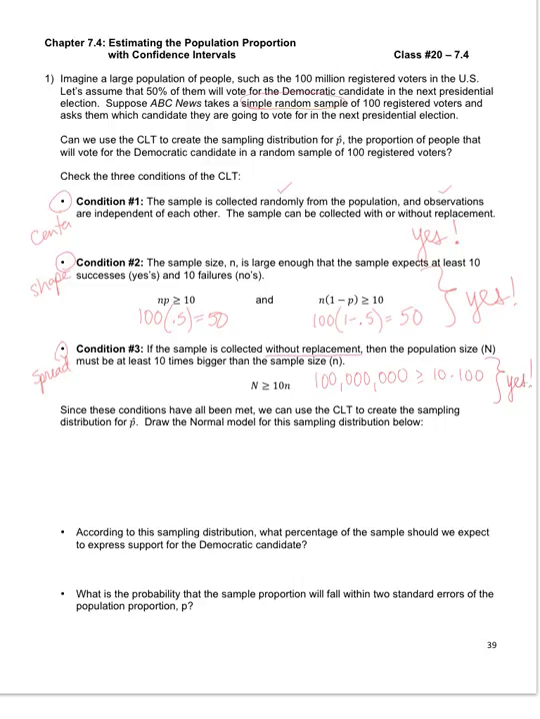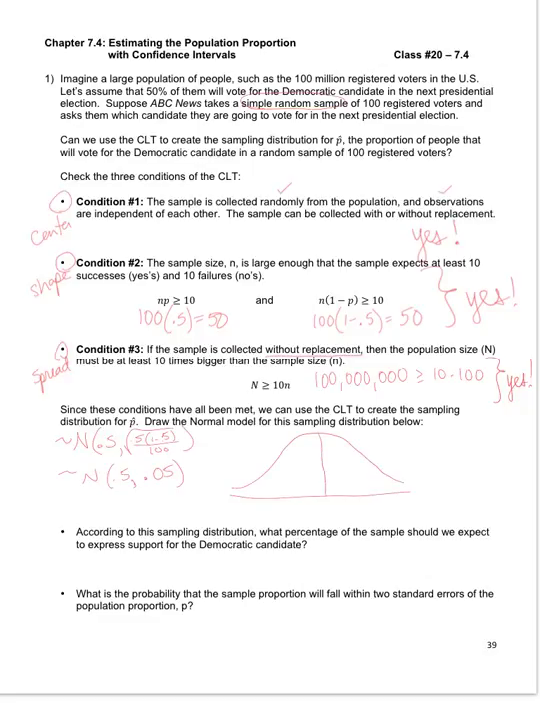All right, so then moving on, since these conditions have all been met, we can use the central limit theorem to create the sampling distribution for p hat. So let's draw the normal model for the sampling distribution below. Keep in mind the sampling distribution is going to be normal, centered at 0.5, with a standard error equal to the square root of 0.5 times 1 minus 0.5 over the sample size of 100, which means it's going to be approximately normal, centered at 0.5, and a standard error of 0.05.